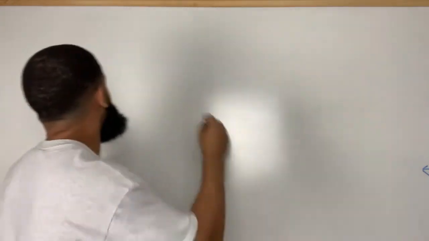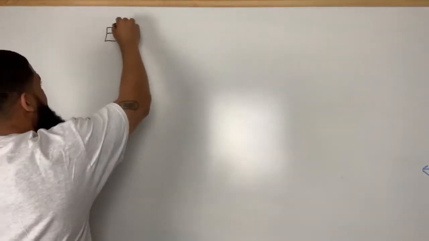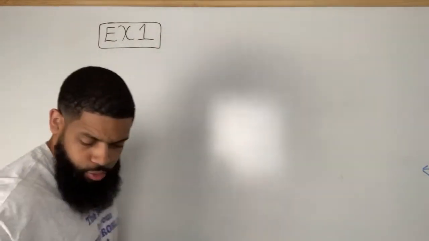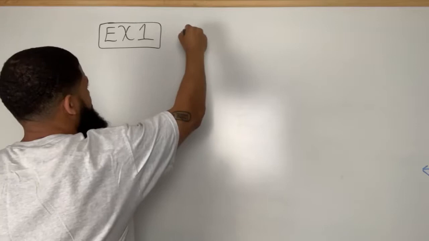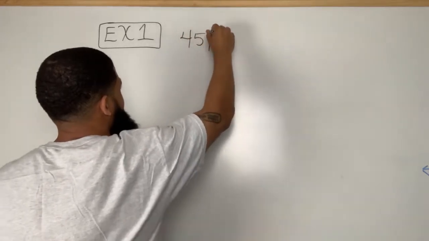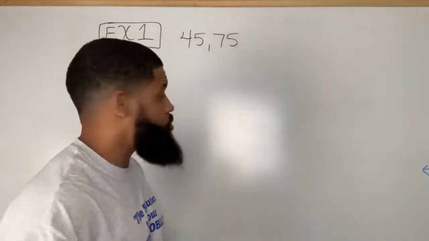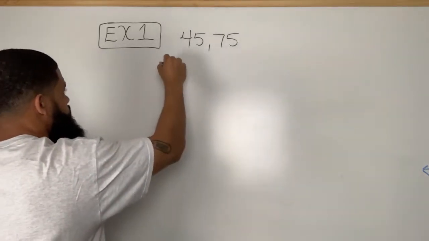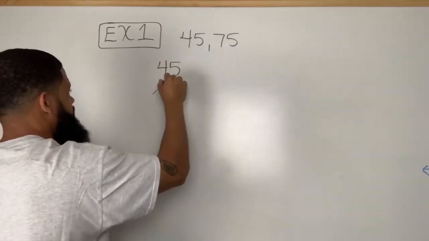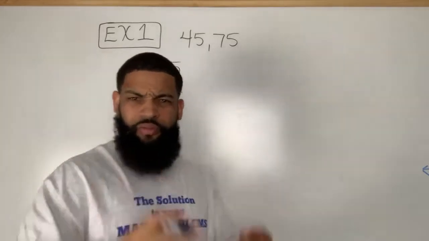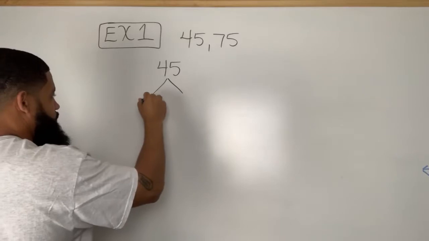First example, I have the numbers 45 and 75. I want to find the least common multiple between these two numbers using factor trees. So the first thing I have to do is make a factor tree. 45, let's do 15 times 3.